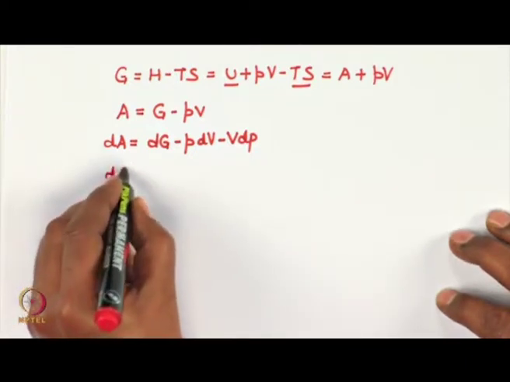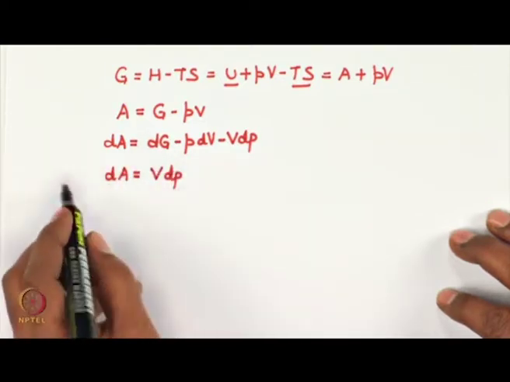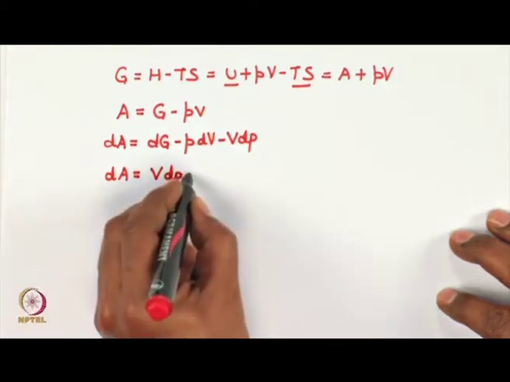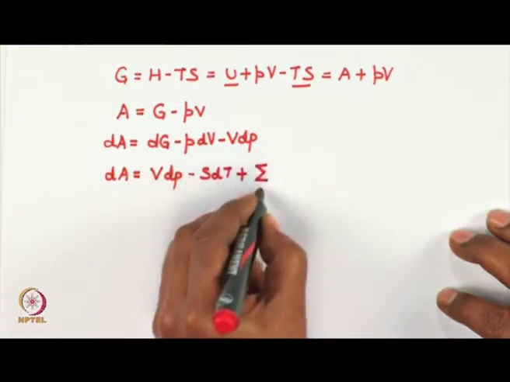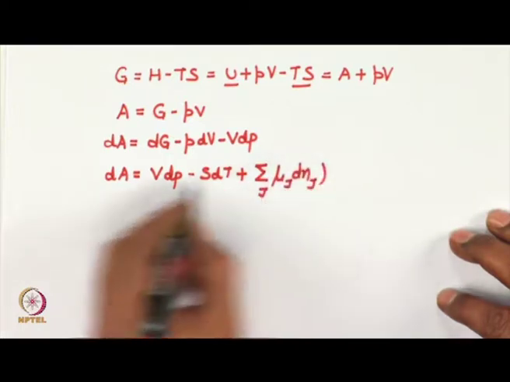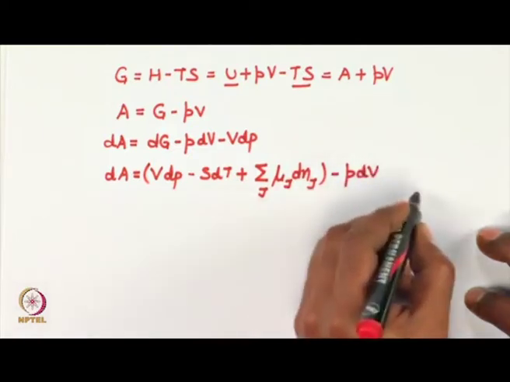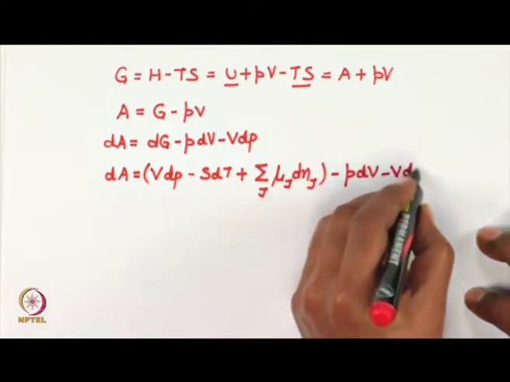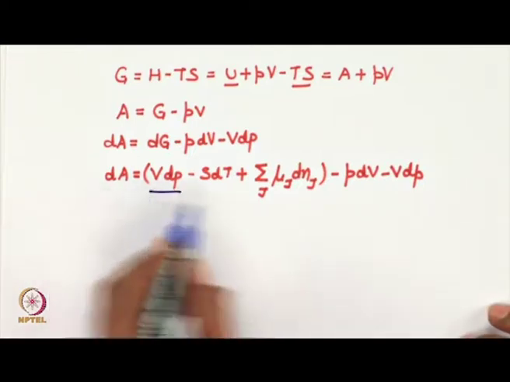Let us substitute for dG. Let us remember what we discussed earlier: dG is Vdp minus S dT plus summation over j of mu j dnj. This is for dG, minus Pdv minus Vdp. So what gets cancelled over here is Vdp and Vdp.